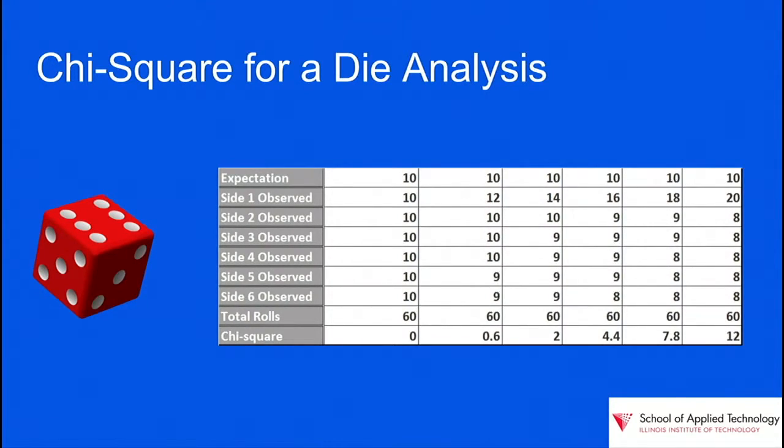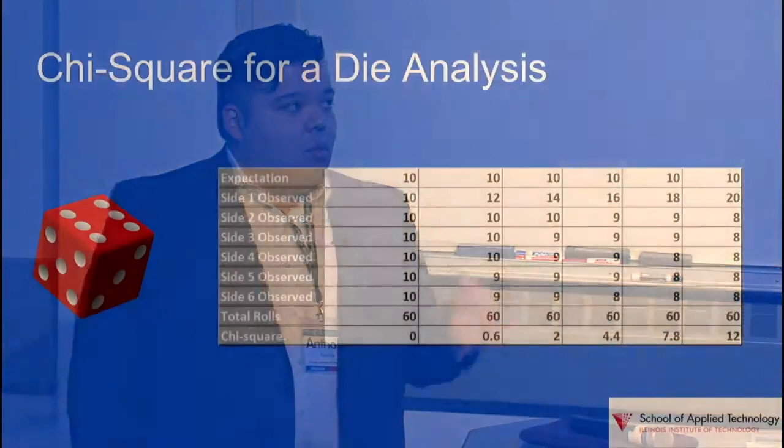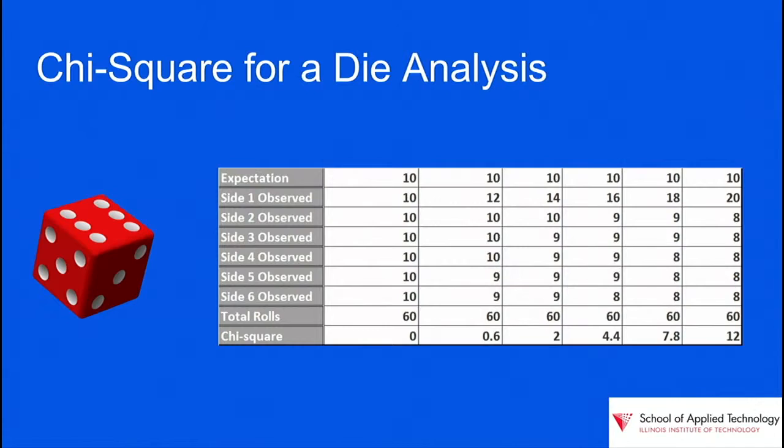And in those 60 times, you record how many times it lands on this side, how many times it lands on that side, and all that. So you expect it to land 10 times on each side. But what you find is it landed 12 times, or 14, or 15, or 16, or 20, or more. So what we can do is determine what chi-square value that statistical analysis gave us.